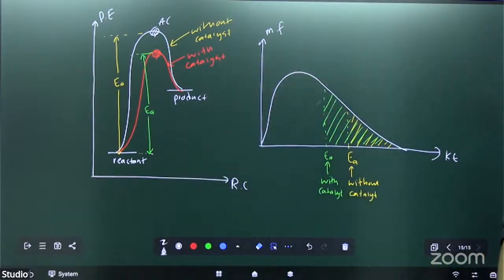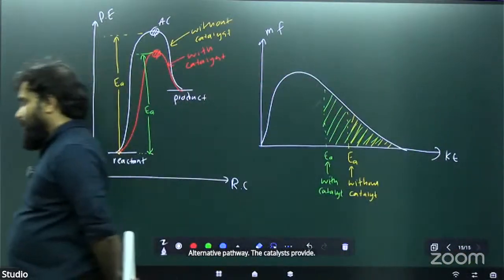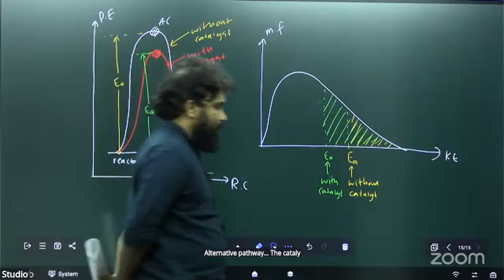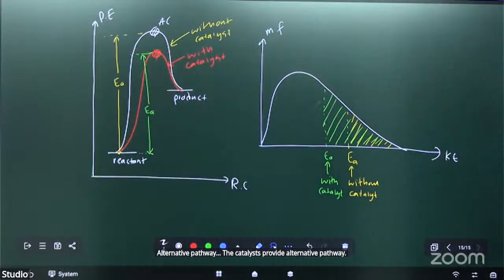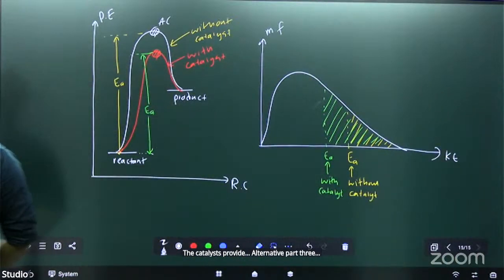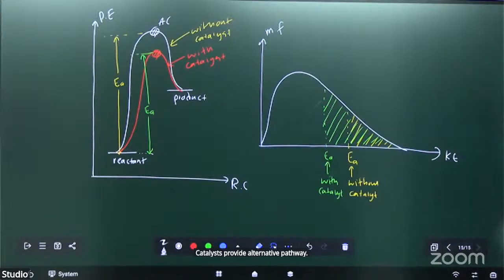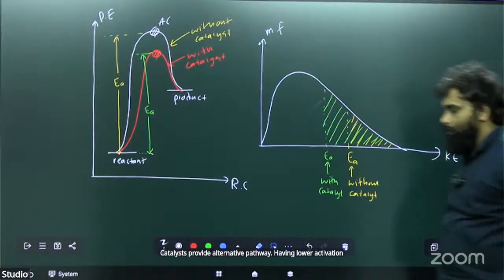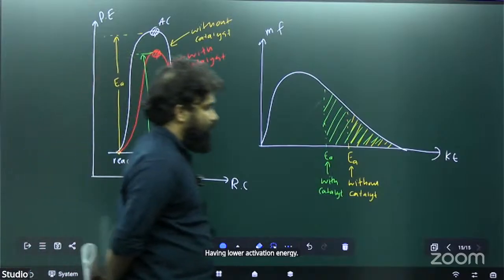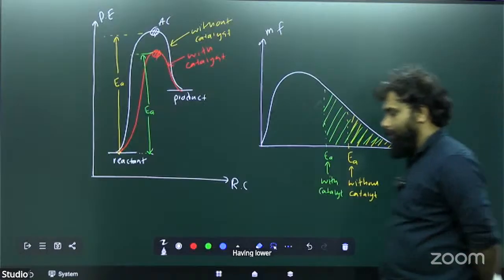The catalyst provides an alternative pathway having lower activation energy.